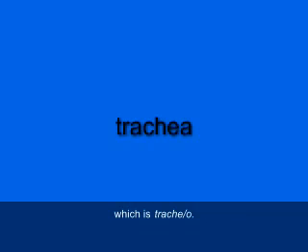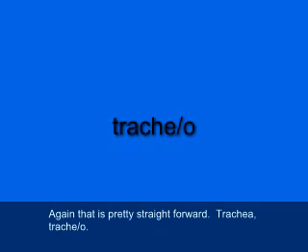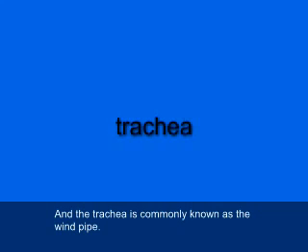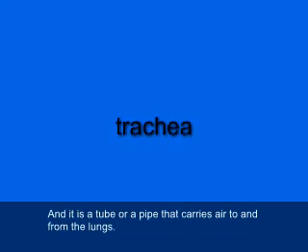And then we have the word part for the trachea, which is tracheo, TRACHE/O. Again, that's pretty straightforward, trachea, tracheo. And the trachea is commonly known as the windpipe, and it is a tube or pipe that carries air to and from the lungs. Well, that is the upper respiratory tract.